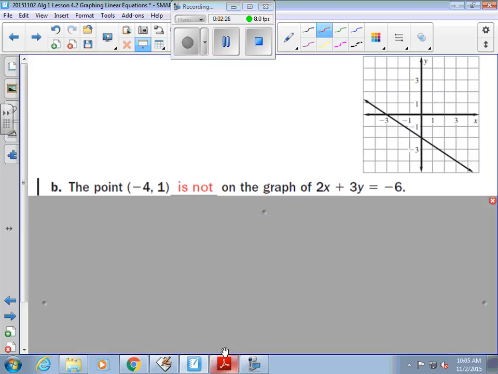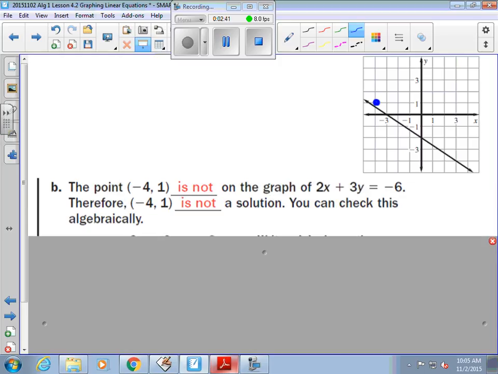The other one again, (-4, 1), is not a solution. Graphically, we could see it at (-4, 1). It's very close, but it does not pass through the line. Notice how it does not pass through that point, (-4, 1). So it is not a solution.